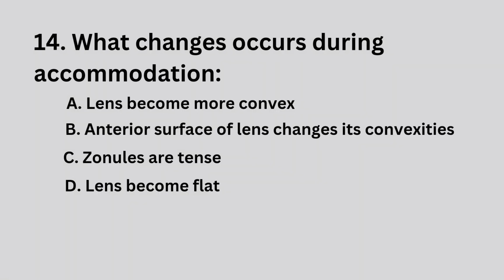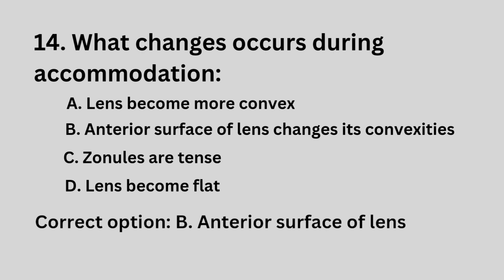Next question. What changes occur during accommodation? Option A lens become more convex, option B anterior surface of lens changes its convexities, option C zonules are tense, and option D lens become flat. Correct answer is option B anterior surface of lens changes its convexities.